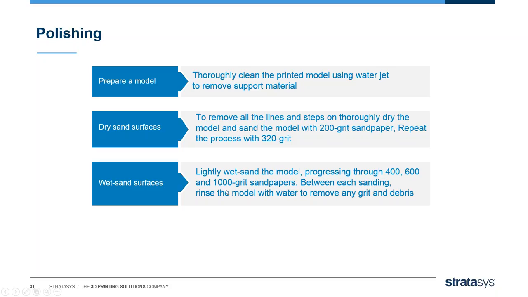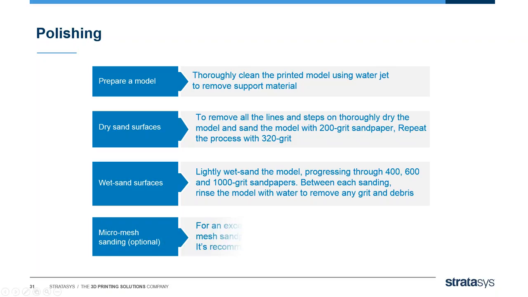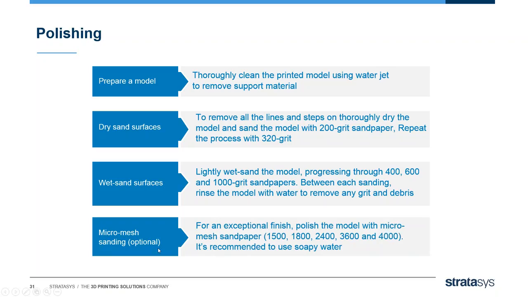So here, this is a state: if you lacquer this part two or three times with a very, very thin layer of lacquer, the parts show a nice and wonderful transparency. But of course, you have a lacquer on top. So if you don't want to have a lacquer, or don't need it, you can start with some micro mesh sanding. This is for an exceptional finishing, polishing the model with the micro mesh sandpaper.